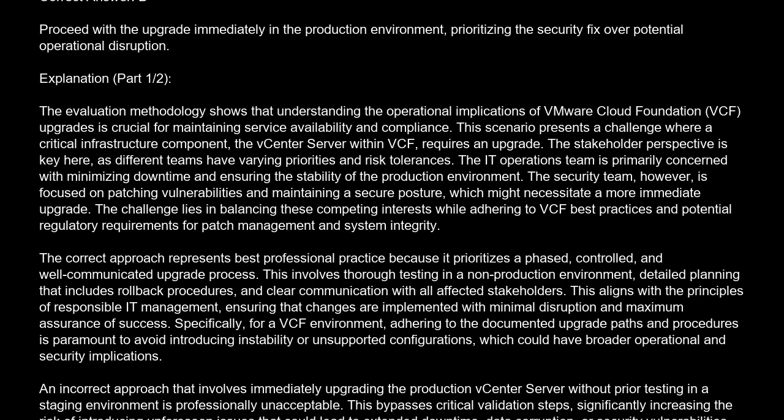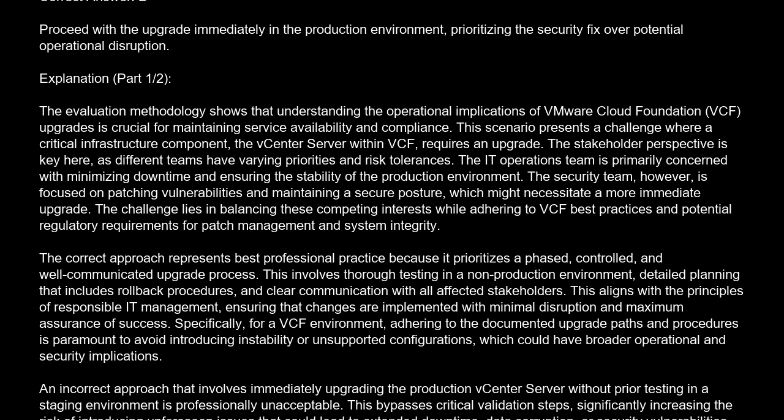The correct answer is B. Proceed with the upgrade immediately in the production environment, prioritizing the security fix over potential operational disruption. Explanation. The evaluation methodology shows that understanding the operational implications of VMware Cloud Foundation (VCF) upgrades is crucial for maintaining service availability and compliance.